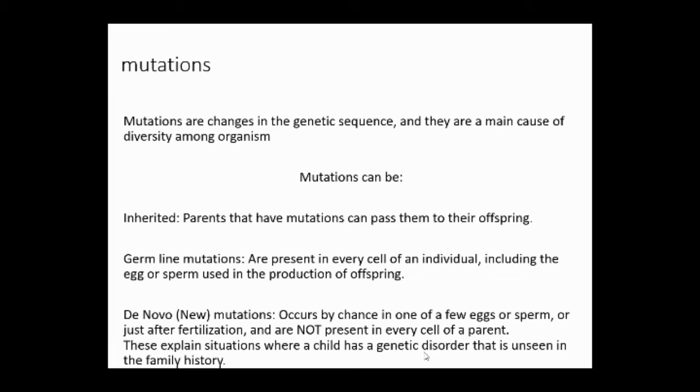Germline mutations are present in every cell of an individual, including the egg or sperm used in the production of offspring. De novo or new mutations occur by chance in one of a few eggs or sperm, or just after fertilization, and are not present in every cell of a parent. This explains situations where a child has a genetic disorder that is unseen in the family history.